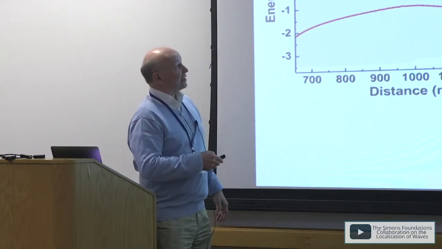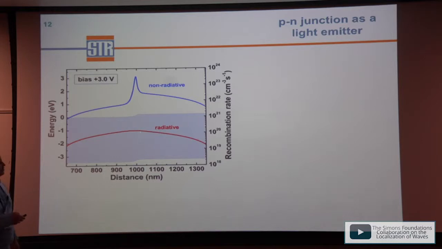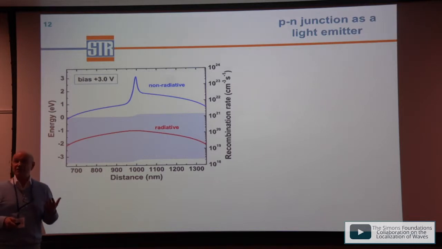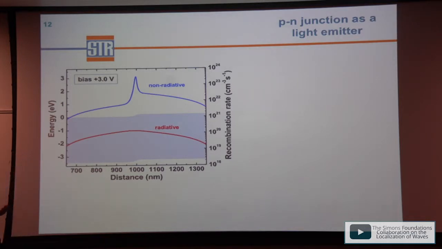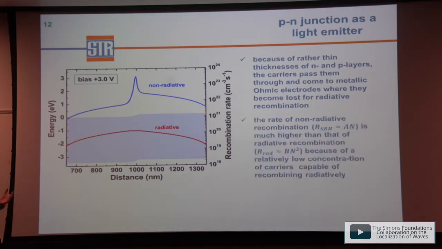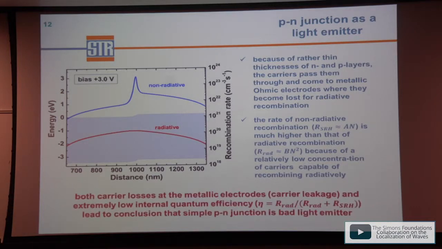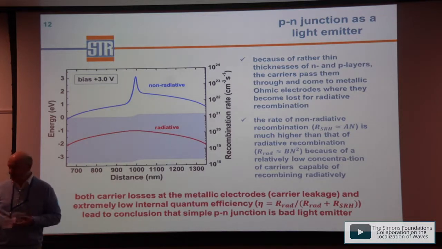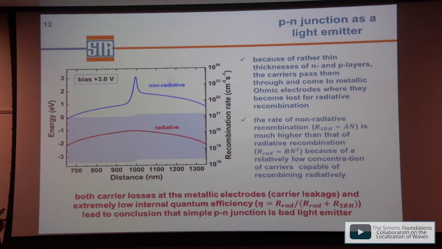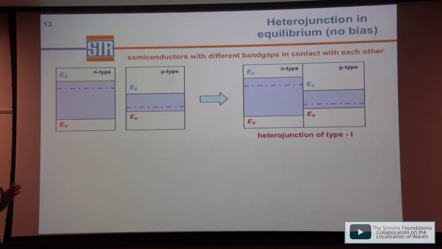And also, the radiative recombination is inefficient because the concentration of electrons and holes in the p-n junction is very, very low. In order to obtain an efficient light emitter, we need to increase the concentration of the carriers that may produce light. So the simple p-n junction by itself is not an efficient light emitter.